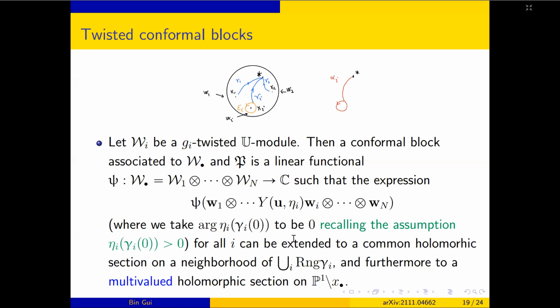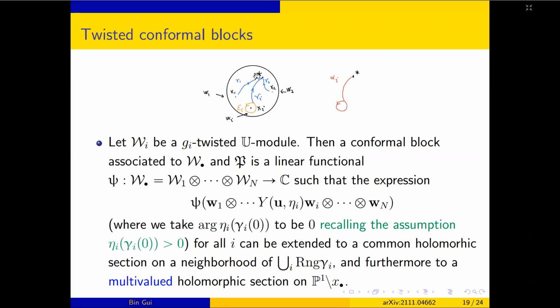The important thing is, what is the covariance property in the definition of conformal block? First of all, recall that you can let this vertex operator act on each WI. This means that you can let the vector u inside big U first interact with each WI, and then you let the outgoing vector interact with the remaining vectors. The covariance property says that first, all these expressions can be extended to a holomorphic function on a neighborhood of the blue paths, a neighborhood of all these gammas.